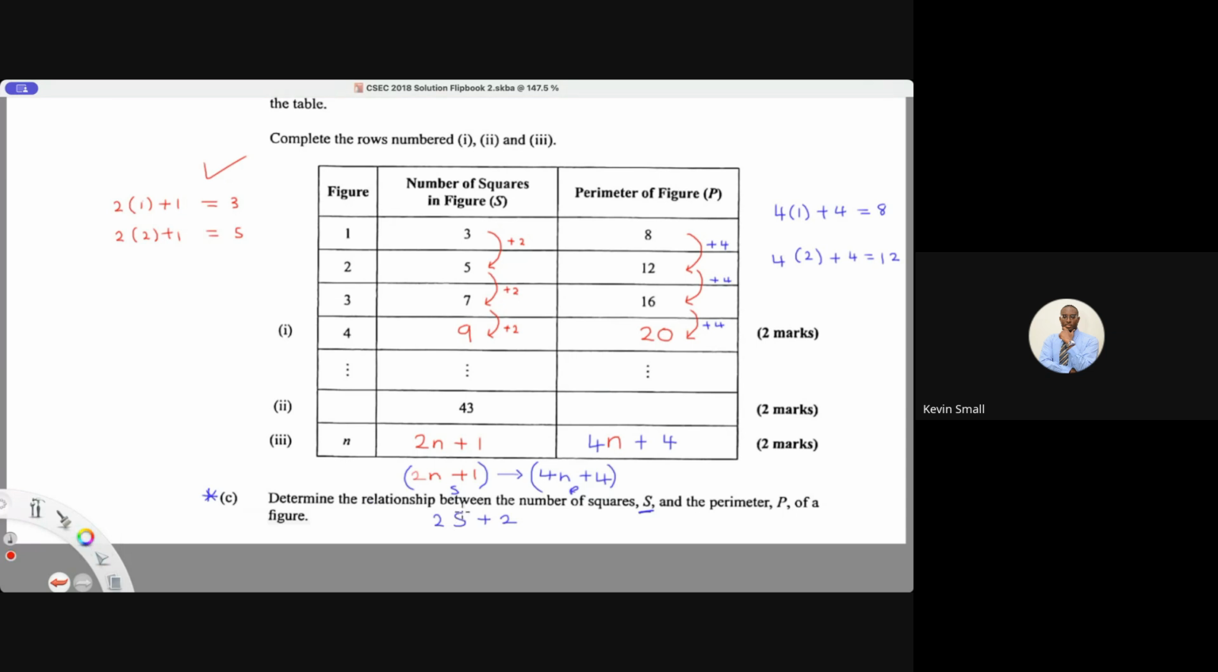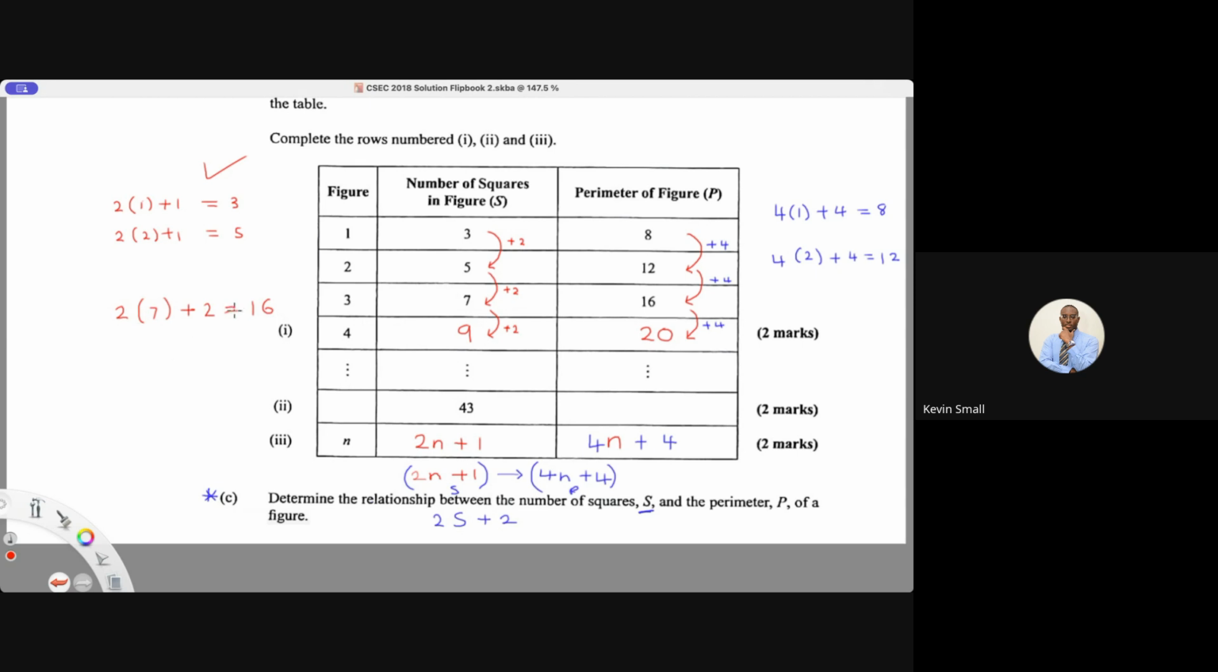To get from squares to perimeter, I have to multiply this square formula by 2 and then add 2. Okay, let's see if it works out up here. Let's try the 7. So 2 times 7 plus 2 is 16. So it does work out.